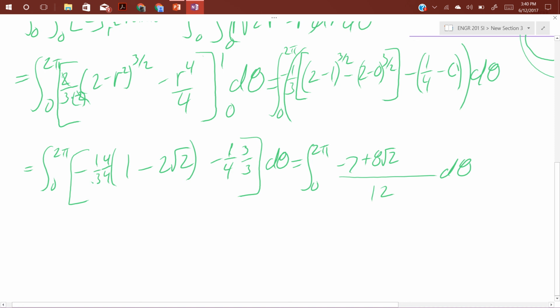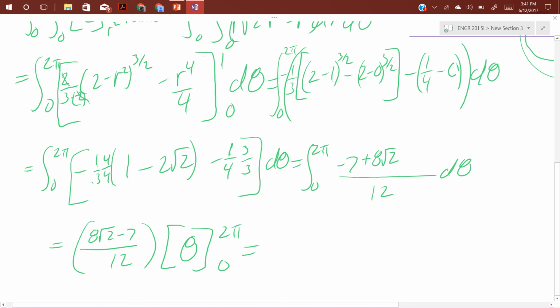All right, and now I can do the last part of the integration. So this is just a number with d theta. So the integral of this would be 8 radical 2 minus 7 over 12 theta, from 0 to 2 pi. And it's going to be 2 pi minus 0, so we're going to get 8 radical 2 minus 7 over 12 times 2 pi, which will equal 8 radical 2 minus 7 over 6, all times pi.